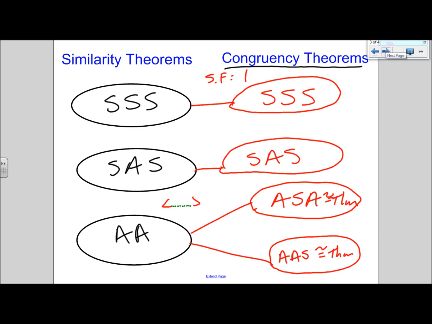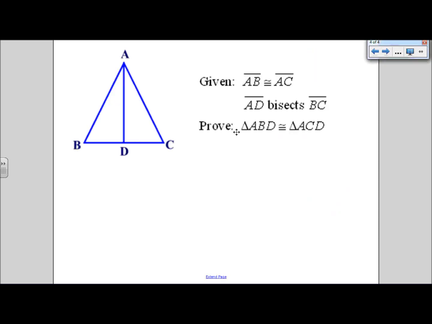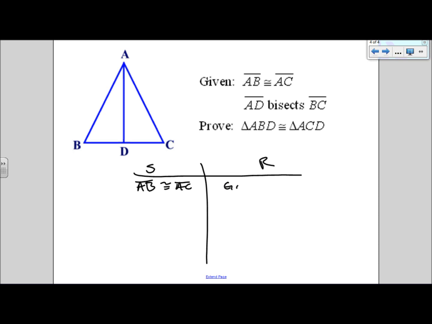So let's see how we can actually use these towards a proof. This is a very basic proof that we're going to be using. And it brings up another property that we're going to talk about. But just like our statement reasons, start with my givens. AB is congruent to AC. That's given. And AD bisects BC. Now I'm not going to write that as a given because that gives me a piece of information. But whenever I have information, put it in your picture.